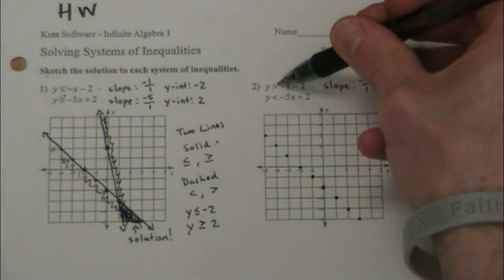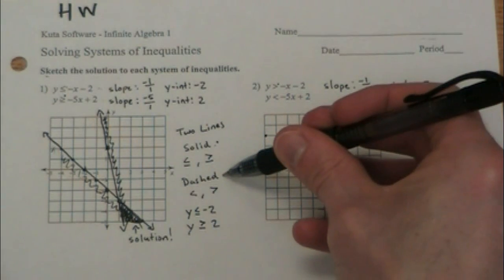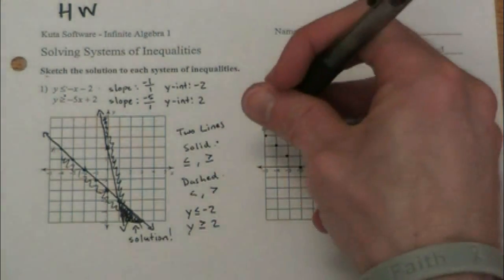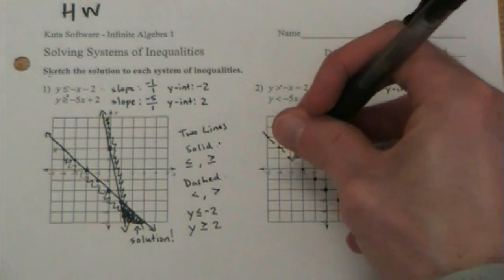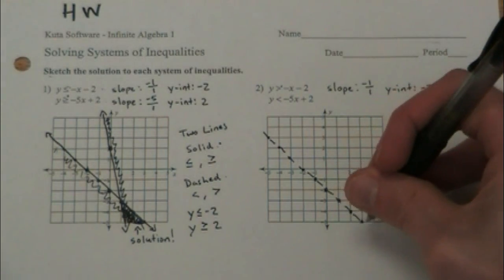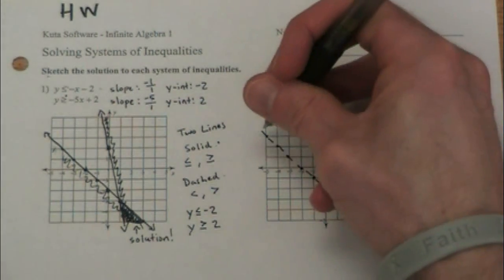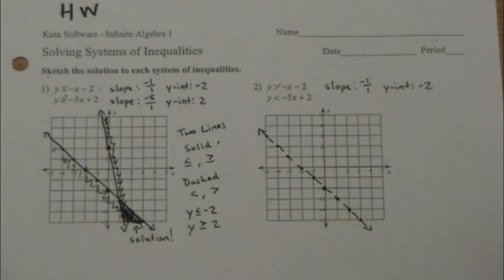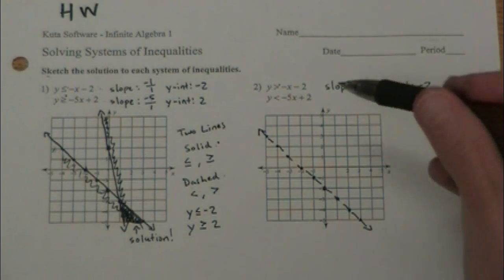Okay, so there's your line again, but this time it's a dashed line because it says greater than. So we're going to make a dashed line, make your best dashed line. It could be dotted. You can just put dots on the paper.